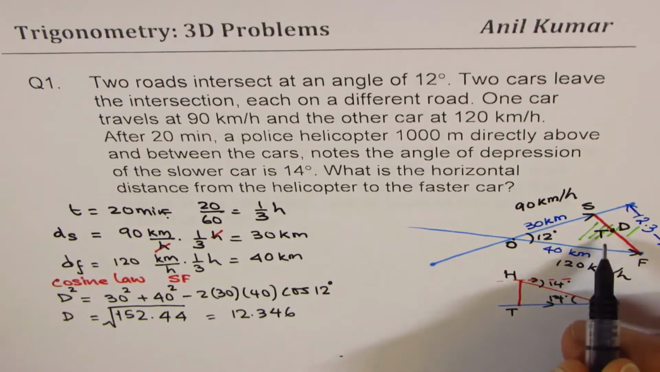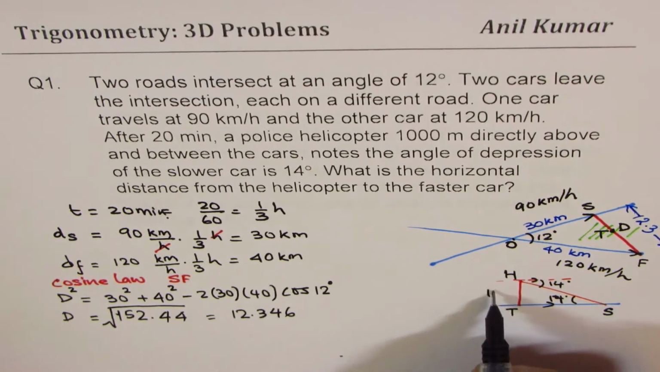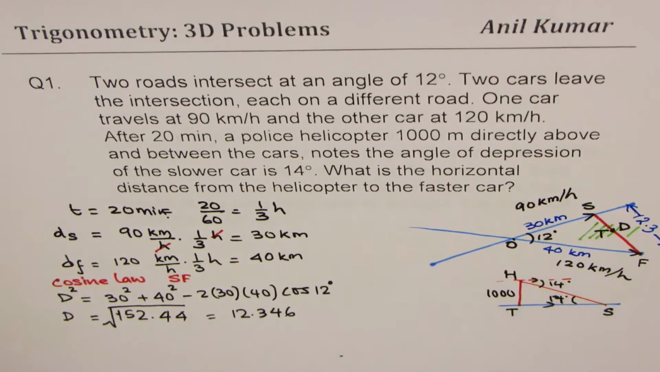So this point is T on the ground. In that case, what is TS equal to? We are given the height is 1,000, is it okay? The height is 1,000. So clearly, we can use tan of 14 degrees, right? So let's do this part.